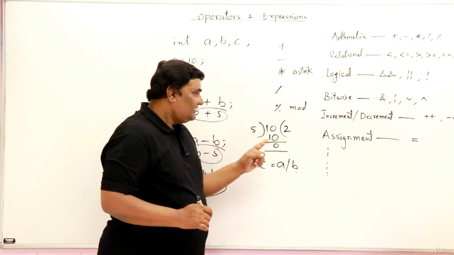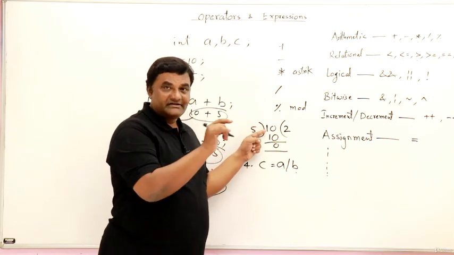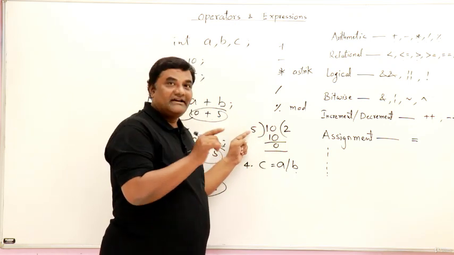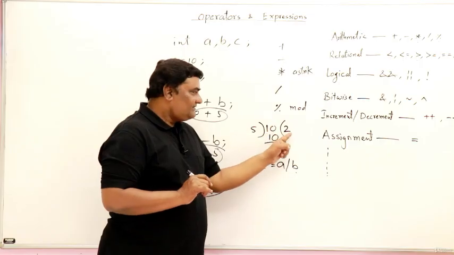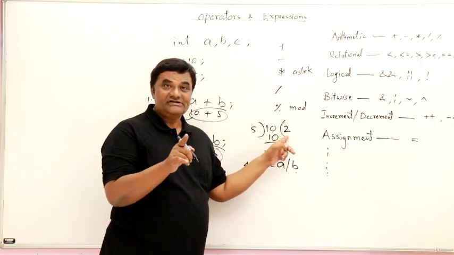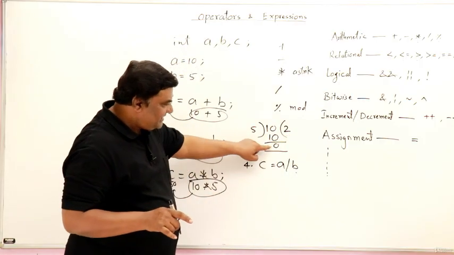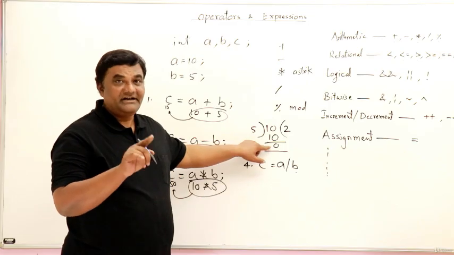Let us learn this. This is the dividend. This is the divisor. And this is the quotient. And whatever is remaining after dividing is the remainder.